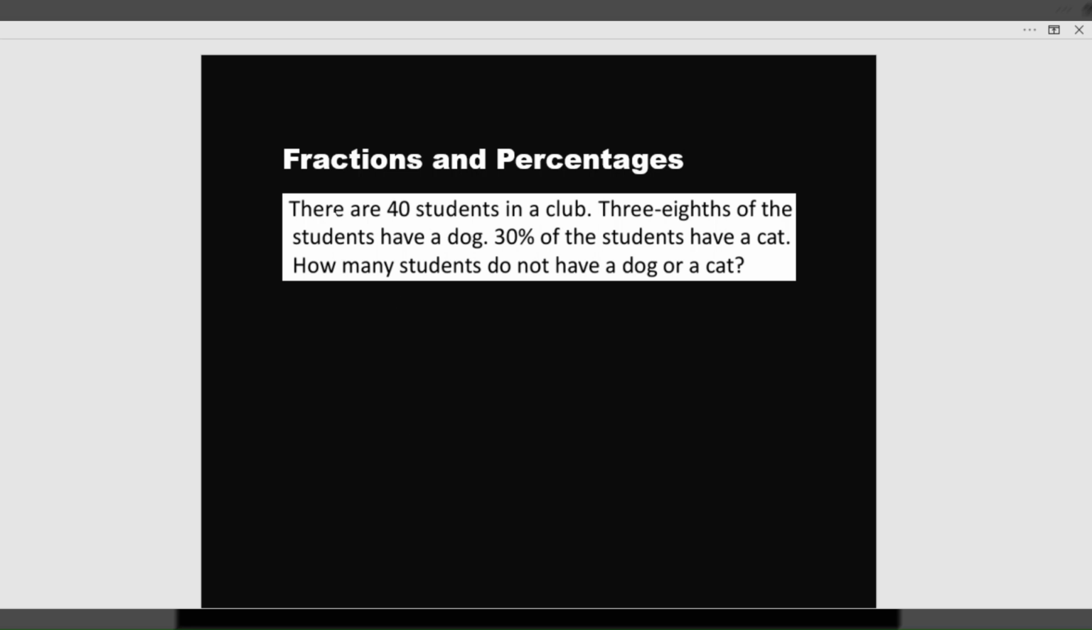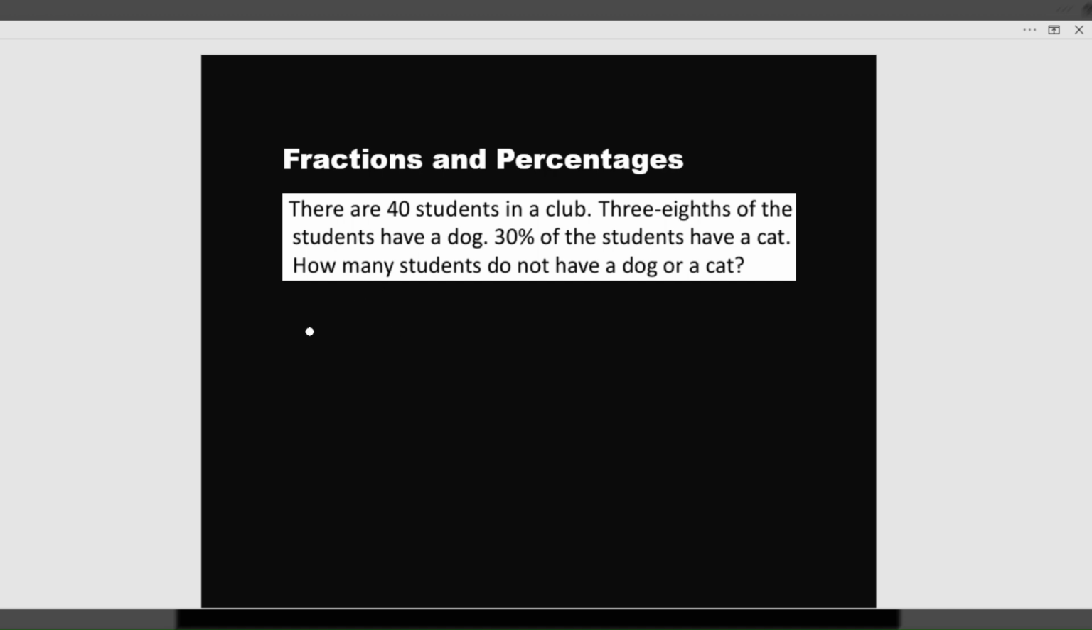Okay, so in this question we're told that there are 40 students in a club. 3/8 of the students have a dog. 30% of the students have a cat. So how many students do not have a dog or a cat?